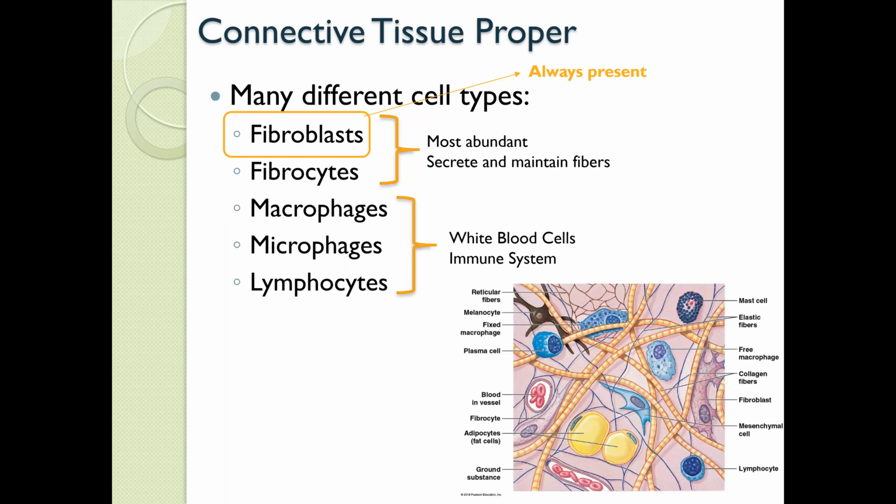You can also find macrophages, microphages, and lymphocytes in connective tissue proper. Macrophages and microphages are both types of white blood cells. They are phagocytes, which means that they use phagocytosis to engulf bacteria and other foreign matter. And then lymphocytes are cells of the immune system, and you'll get a lot more detail with them in Biology 2252.